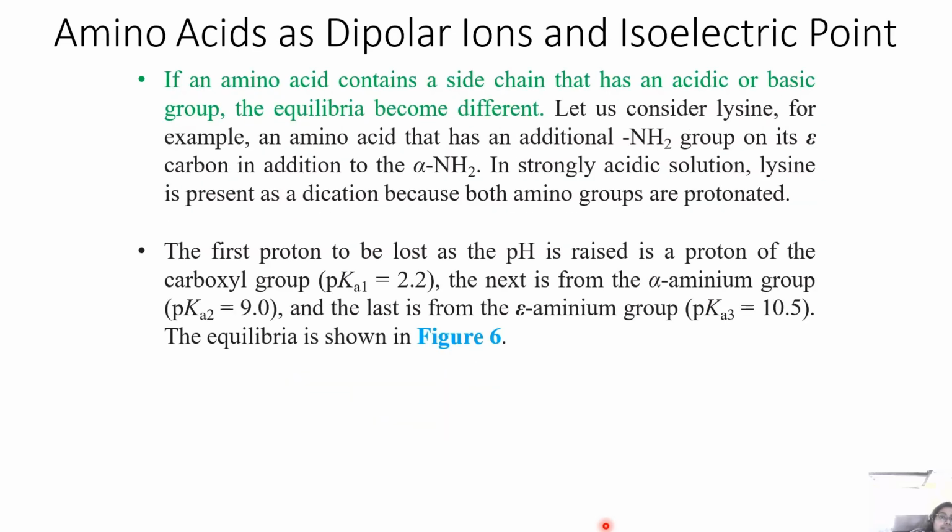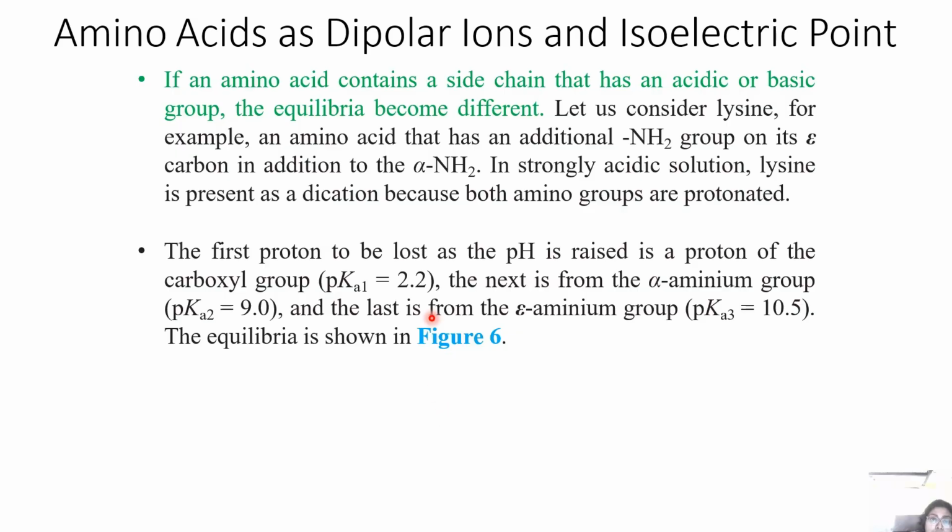If an amino acid contains a side chain that has an acidic or basic group, the equilibrium will become different. So let us consider lysine, for example, an amino acid that has an additional NH2 group on its epsilon carbon in addition to the alpha NH2, and in strongly acidic solution lysine is present as a dication because both amino groups are protonated.